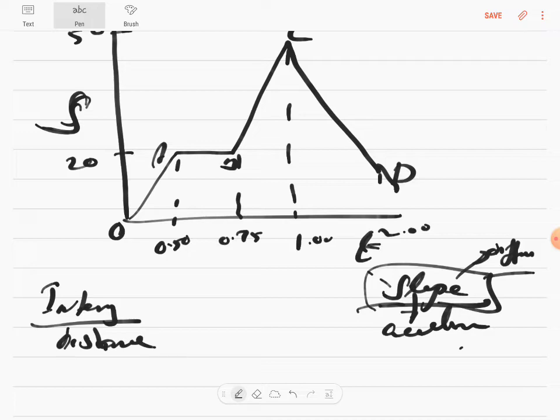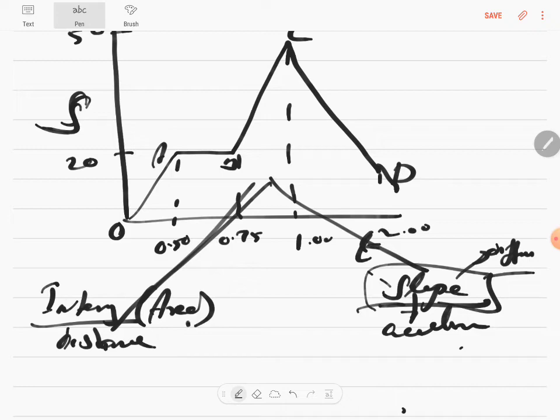You can either integrate or find the slope. If you integrate, you are finding area, and if you find the area, you will get distance. If you find the slope, you will get acceleration. In a speed-time graph, you get the slope.